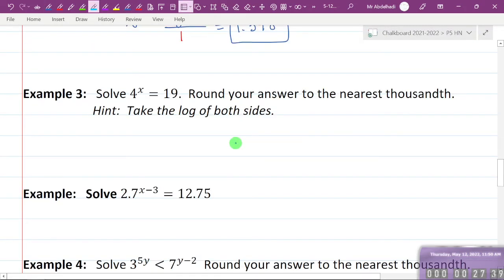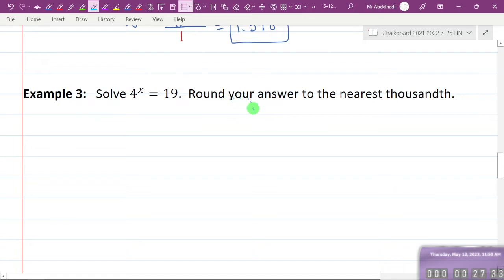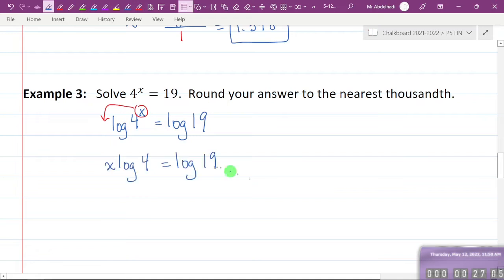So 4 to the x equals 19. All right, now, once again, this is an exponential. There's no way to bring that power down. However, now that we know we can do this, we can take the log of both sides and get this. Once we do that, we can apply the power property of logs and bring this power down. Once we do that, we have this. Now we can just get the x by itself by dividing.